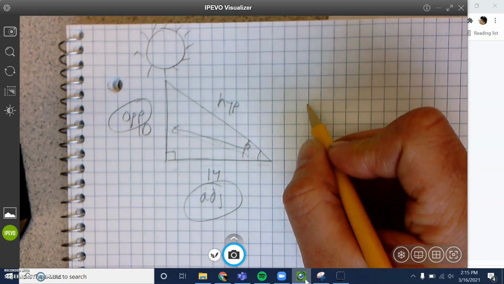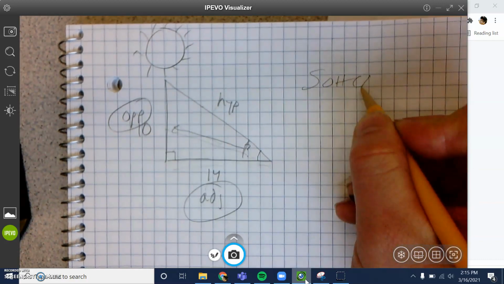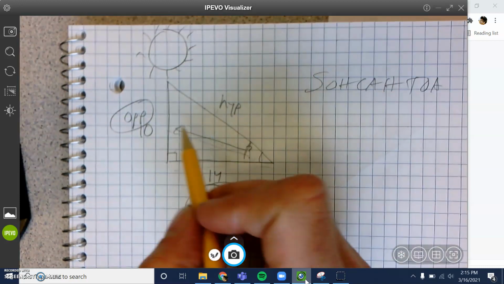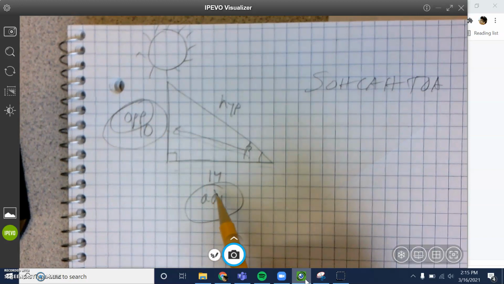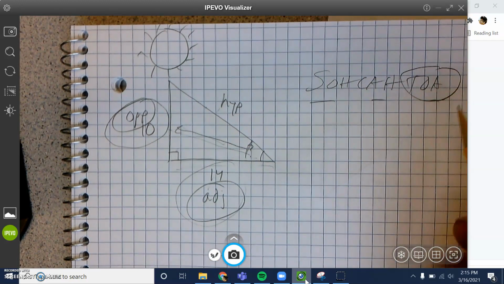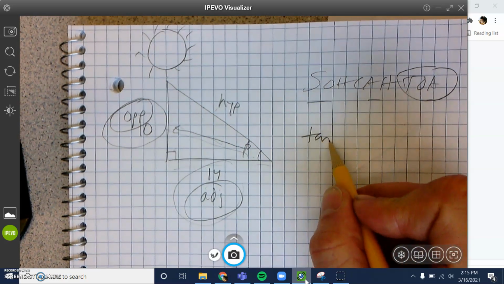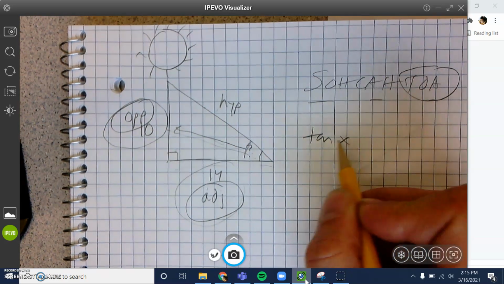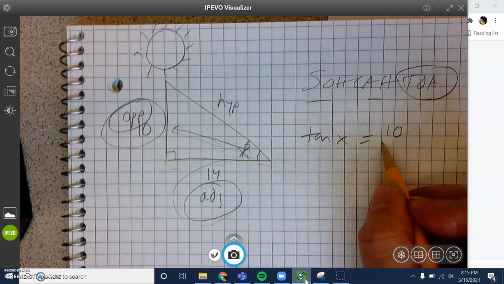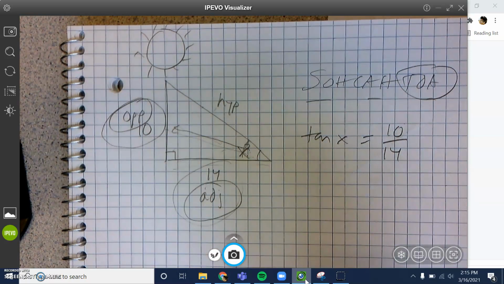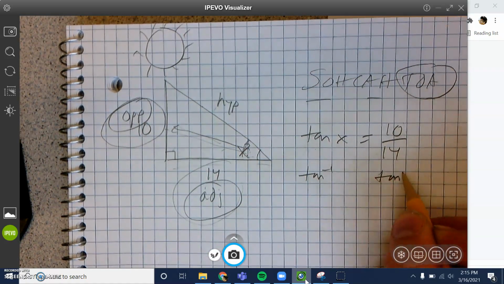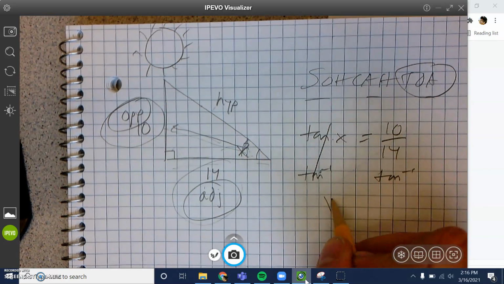Okay, so we have SOH CAH TOA. Always write that. So where are the numbers? The numbers are at opposite and adjacent. So I'm going to use sine, cosine, or tangent. Yep, tangent. So tangent of question mark, I'm going to put x instead, equals opposite 10 over adjacent 14. So inverse tangent, both sides, because tangent, inverse tangent.